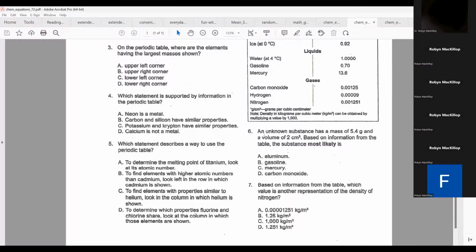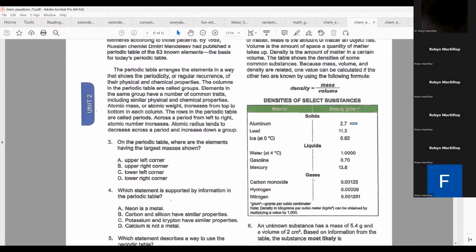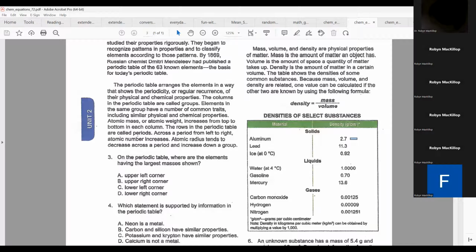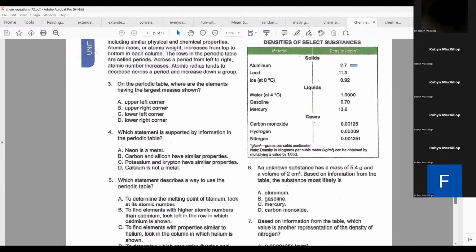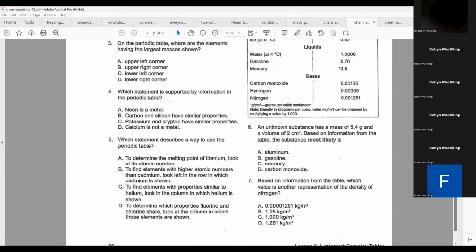Now we look at the number 7. Based on information from the table, and this is another clue. Both of these questions said based on information from the table. That means what you need is not in the writing. So neither one of the answers to these questions would be found up here in the reading. Let's go back to based on information from the table, which value is another representation of the density of nitrogen? So we're going to find nitrogen, and it's down here on the bottom. Very nice, right there.